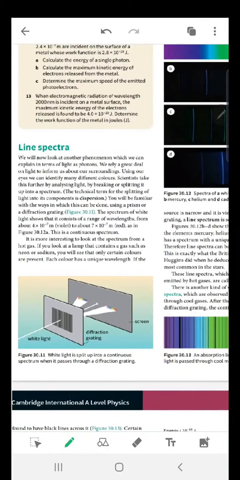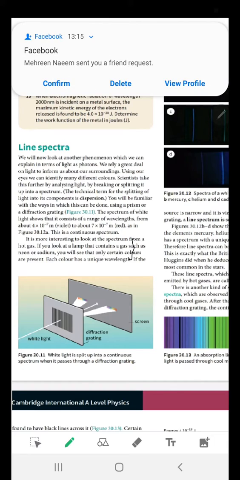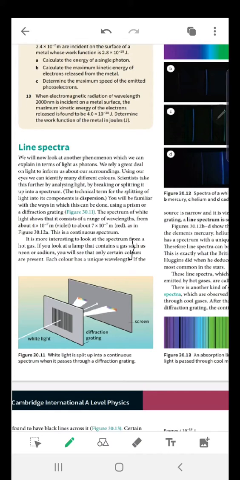We will now look at another phenomenon which we can explain in terms of light as photons. We rely a great deal on light to inform us about our surroundings. Using our eyes, we can identify many different colors. Your eye can actually see all the colors, we see the whole spectrum. So this is why white light can split into different spectra. You will be familiar with the way in which this can be done using a prism. Using a prism or a diffraction grating, you can see different colors splitting from white light.